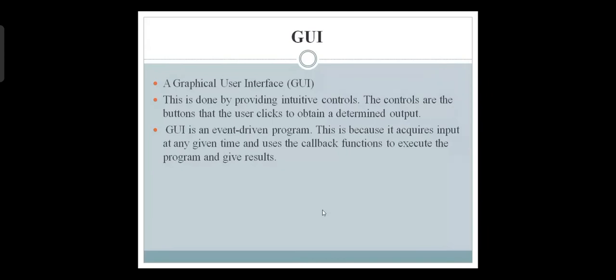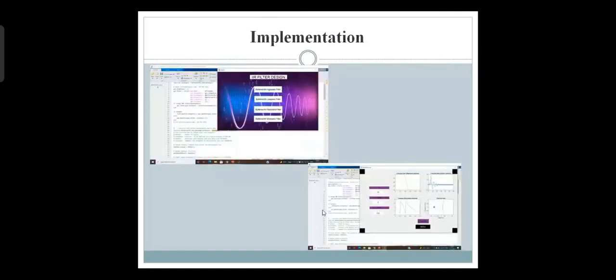GUI is done by providing intuitive controls. The controls are buttons that users click to obtain the desired output. GUI is an event-driven program. This is because it acquires input at any given time and uses the callback functions to execute the program and give results. These are some screenshots of the implementation.